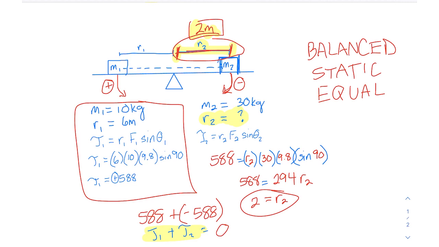In order for this balance to remain static, in order for this seesaw to not move, we would have to place our second mass of 30 kilograms a distance of 2 meters to the right of the fixed point, or to the right of the fulcrum, in order to achieve balance. So this is just another application of torque, but in a question worded slightly differently.